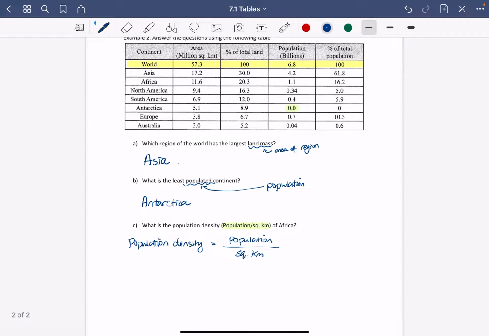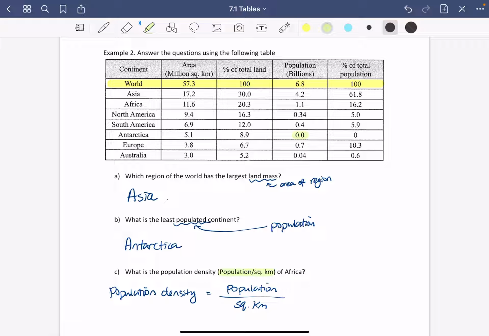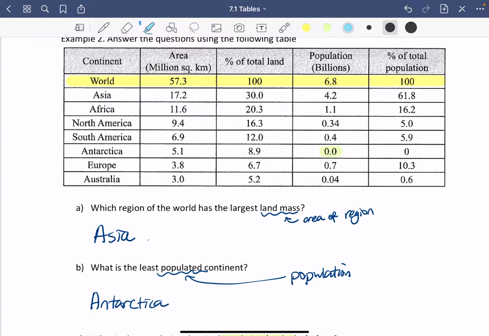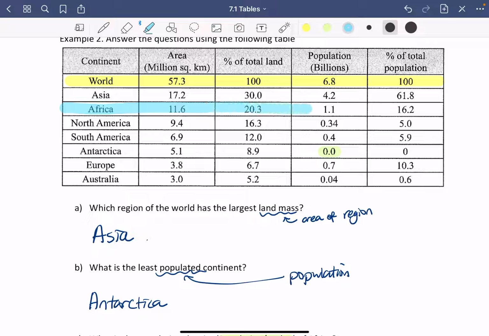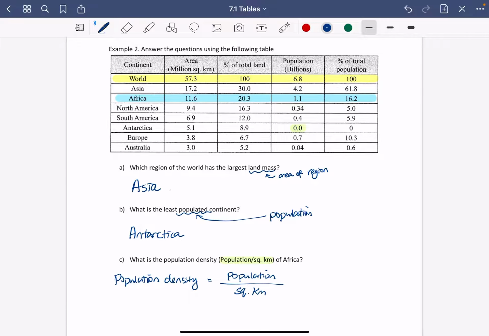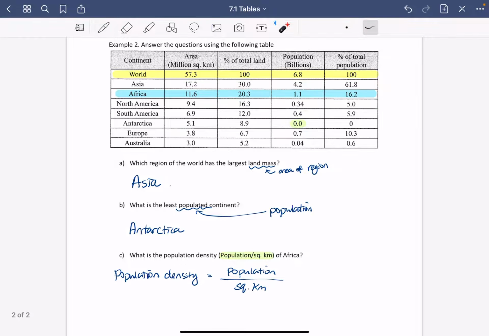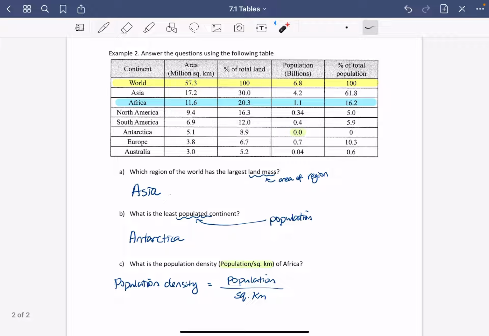Now, we're looking for Africa. So where's Africa? Africa is here, this row. And so we want two sets of data. One is population and one is the area, so we can get population density. So the population here is 1.1. But keep in mind, it's not 1.1 people, it's 1.1 billion people.